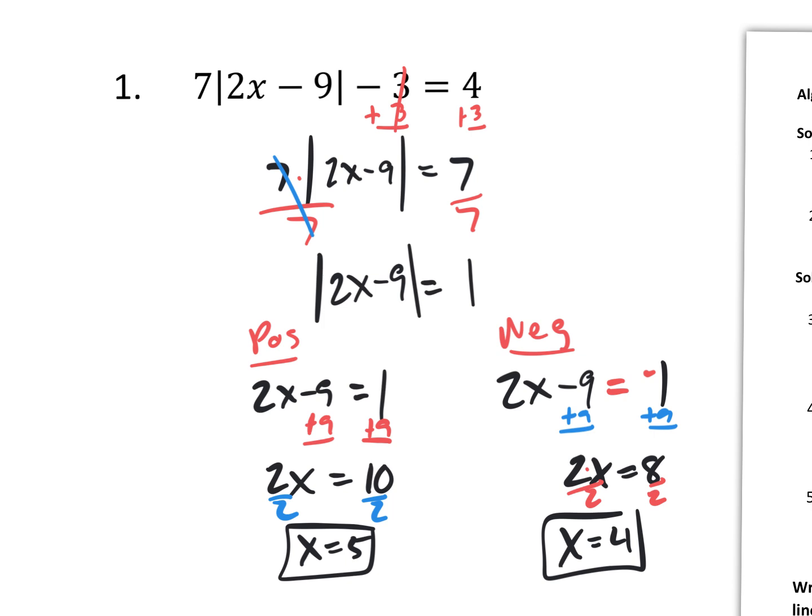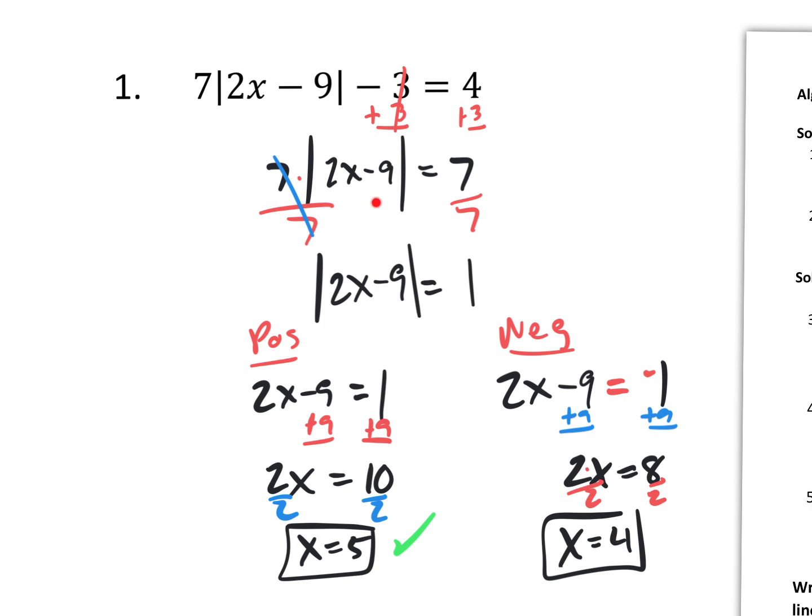don't have extraneous solutions. So when you plug in the 5 right there, 2 times 5 is 10. 10 minus 9 is 1. And of course, 7 times 1 is 7. And 7 minus 3 really is 4. So that one works. We just checked it by plugging it in.